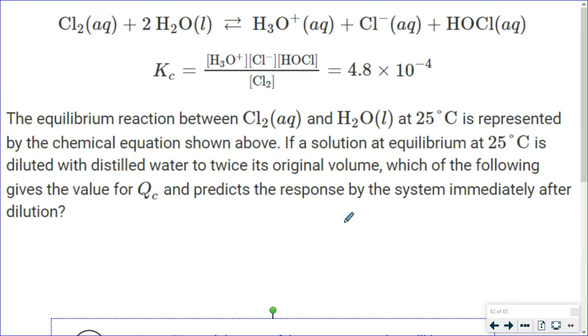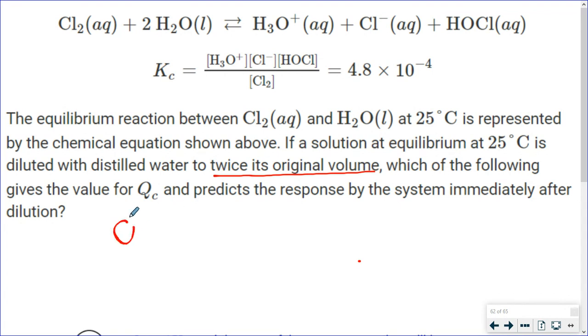Our next one: the equilibrium reaction between chlorine, Cl2, and H2O at 25 degrees is represented above. If a solution at equilibrium is diluted with distilled water to twice its original volume, which of the following gives a value of Qc? We're already at equilibrium. If we double the volume, we're going to take the concentration and divide it by 2. You can think about it like this: if there's twice as much H2O, there's twice as much space for each of these ions to be spread out, and that would decrease your concentration by 1/2.